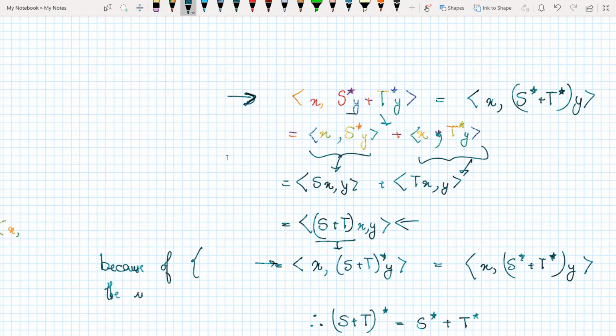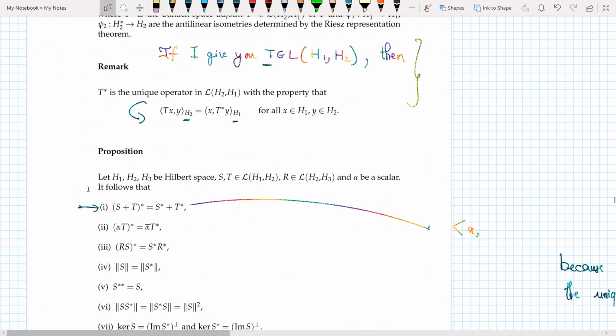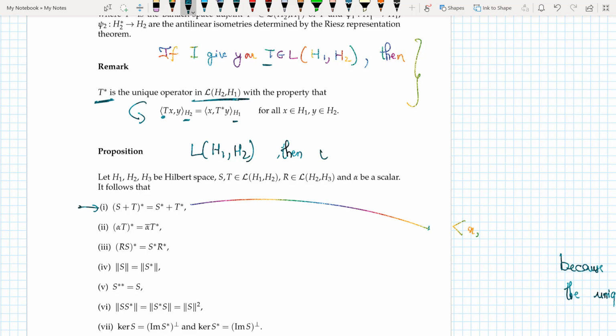And this follows because of the uniqueness property. So what do I mean by unique? Looking at the definition again, T star is the unique operator in L(H2, H1). So you give me a T in L(H1, H2), then I give you a unique operator T star in L(H2, H1) such that this property holds.